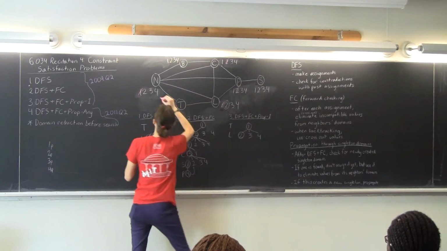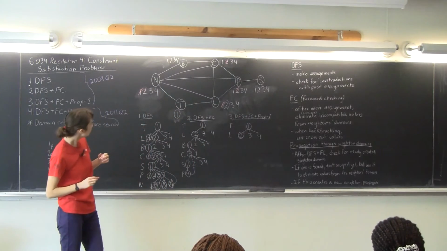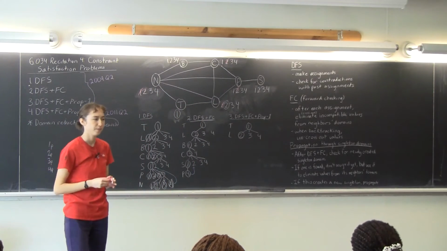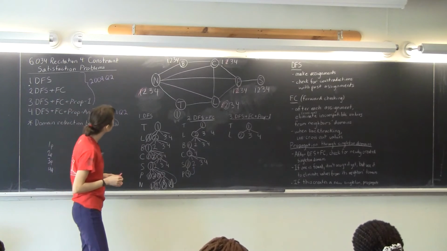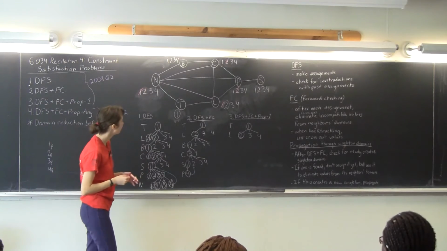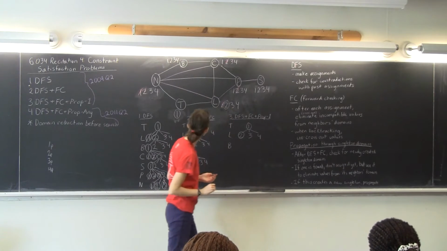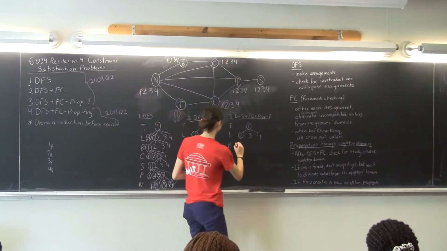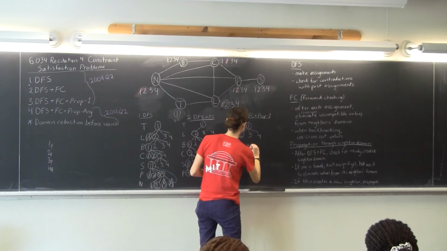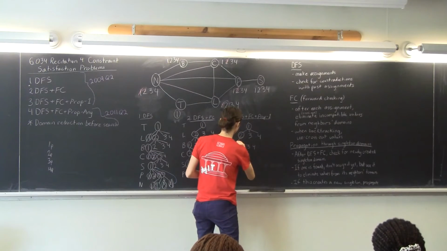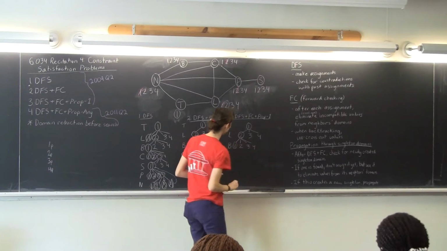C, P, and N. OK, now do we have any singleton domains? No, so we've reduced some domains, but they still have at least 2 values in them. So we'll keep going, and now we'll try Bohr. Bohr has 1, 2, 3, and 4. We'll assign Bohr to 1.